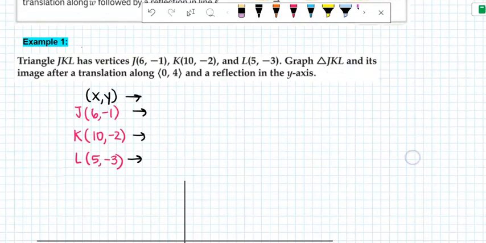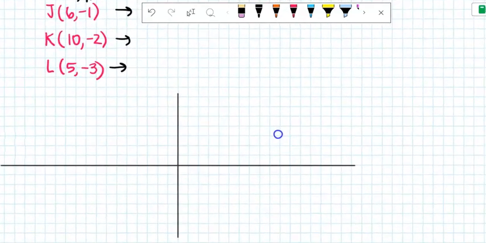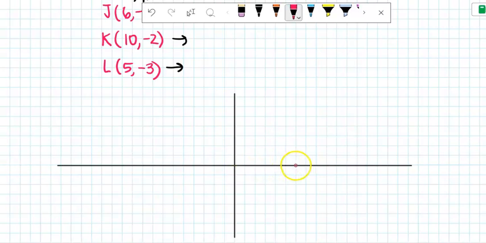So I already wrote out my coordinates for this first one. Okay, it says triangle JKL and it lists the vertices. We have to graph JKL, and then we need to translate it and then reflect it in the y-axis. So I'm going to go ahead and graph it real quick. So 1, 2, there's J. Okay, and oh wow, I wrote that so far away. All right, so we have this nice little triangle.